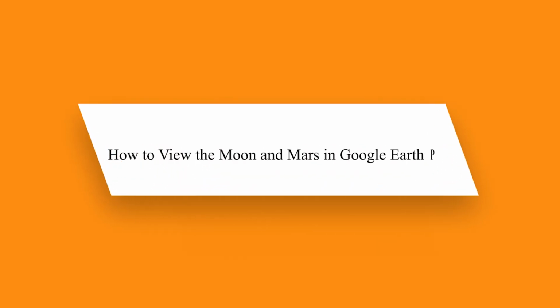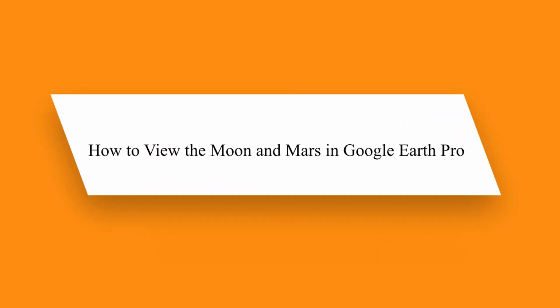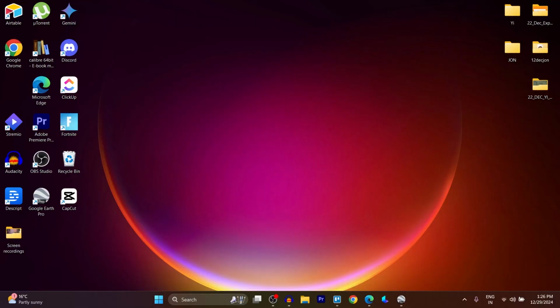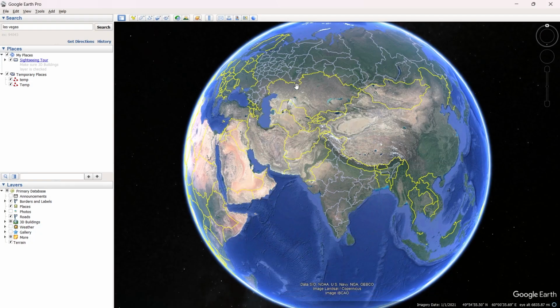Hello guys, in this video I'm going to show you how to view the moon and Mars in Google Earth Pro. So in order to do this, first of all open your PC and navigate to Google Earth Pro. Make sure you have installed the app to do this.